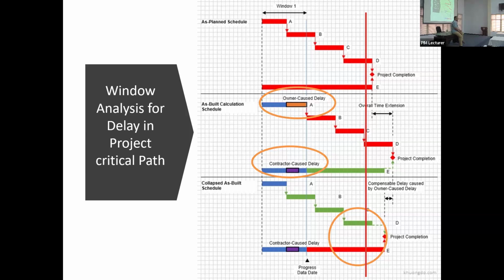So we use something called the window analysis. All of you know the Gantt chart. I put a simple one here. This is the planned Gantt chart. This is what we plan, and we want to finish here. This is the planned finish, the red line.